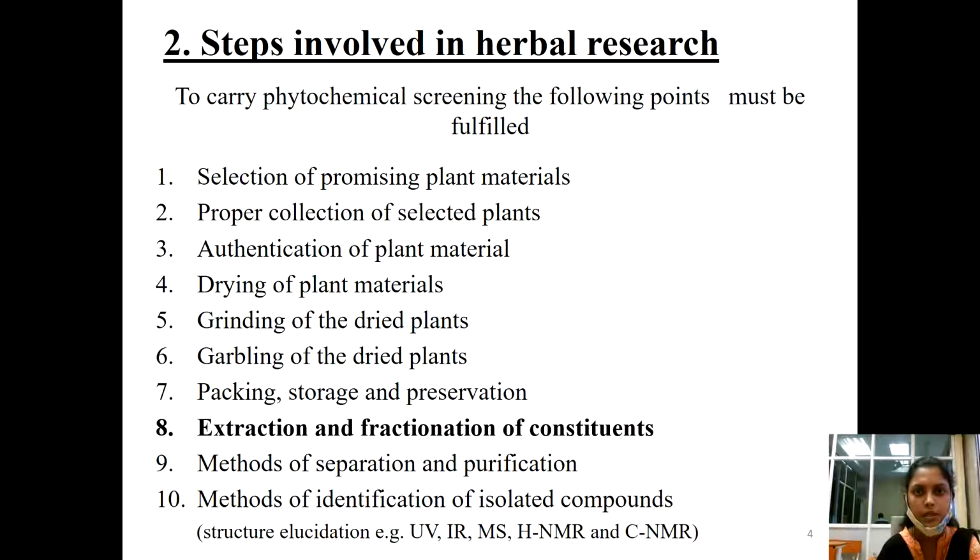Second one, steps involved in the herbal research. To carry out phytochemical screening, the following points must be fulfilled. That is, first one, selection of promising plant materials, proper collection of the selected plants, authentication of plant material, drying of plant materials, grinding of the plant material, garbling of the dried plants, packing, storage and preservation, extraction and fractionation of the constituents, methods of separation and purification, methods of identification of isolated compounds by using UV, IR, MS, NMR.